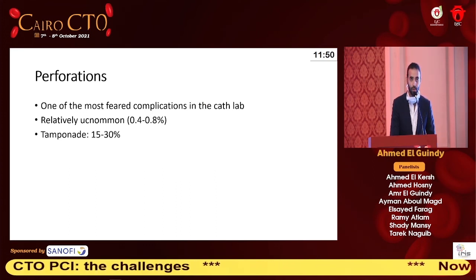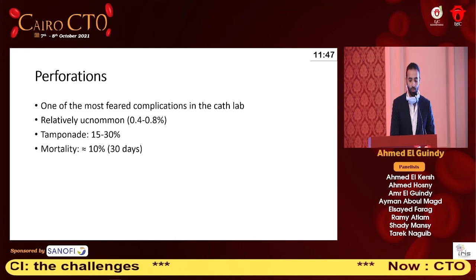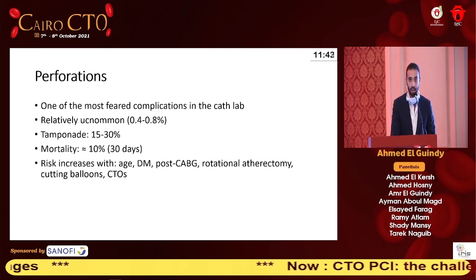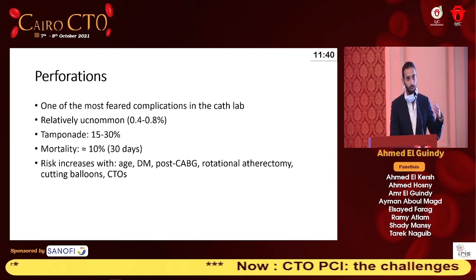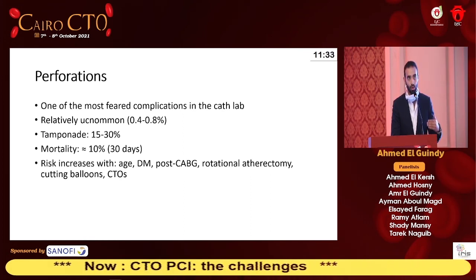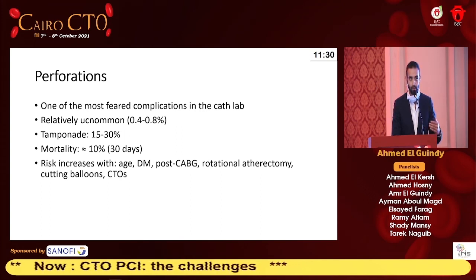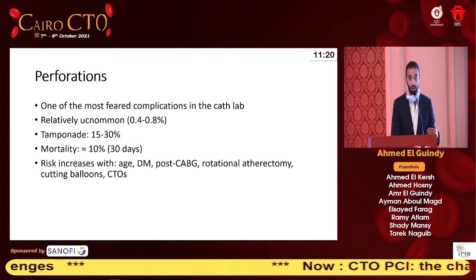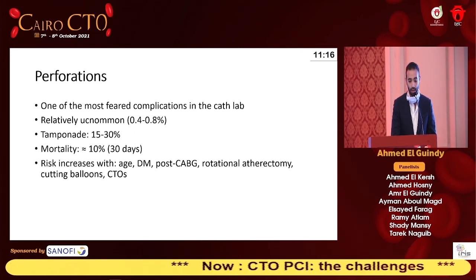They're relatively uncommon with regular PCI, but with CTO PCI it's much higher, and can cause tamponade in up to 30%. Mortality is not just related to the acute event. There is an increase in mortality rate that you can notice after a perforation causing a tamponade that covers the first 30 days. This is probably related to the hemodynamic sequelae of a tamponade, the use of blood products, and a systemic inflammatory response that ensues.